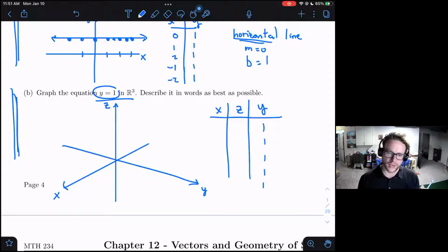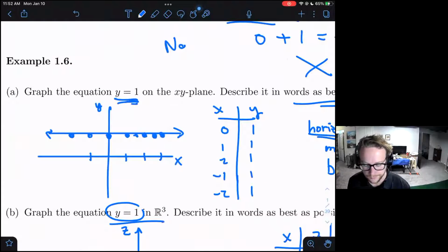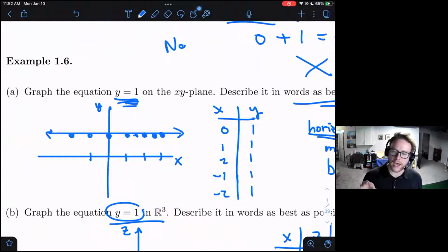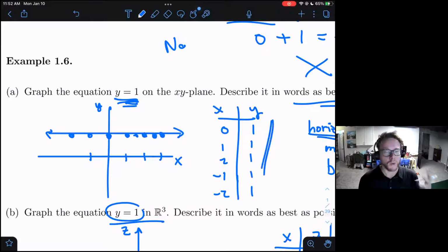One way of thinking of this is that equations are equivalent to restrictions. So when we have up here y equals 1, notice that we do not have any restriction on x. X can be anything it wants to be. X can move left and right. It can be a small value, it can be a large value. There are no restrictions on x. However, there is a restriction on y: y has to be equal to 1. You can't go up, you can't go down. It's always just a solid 1.